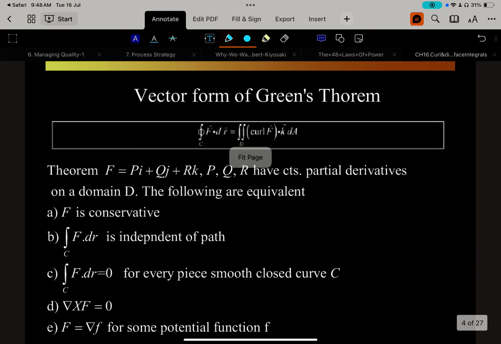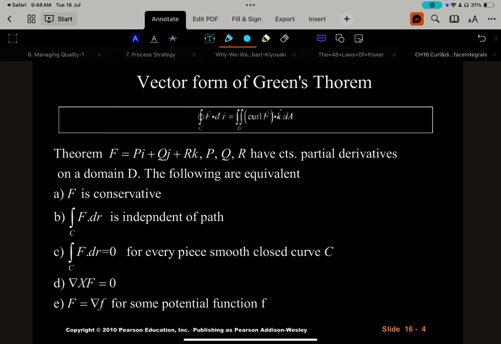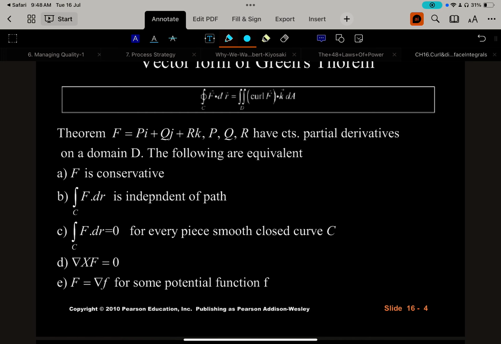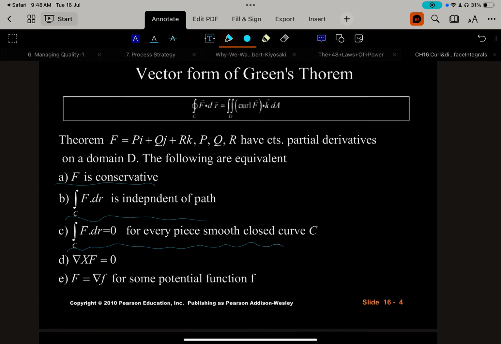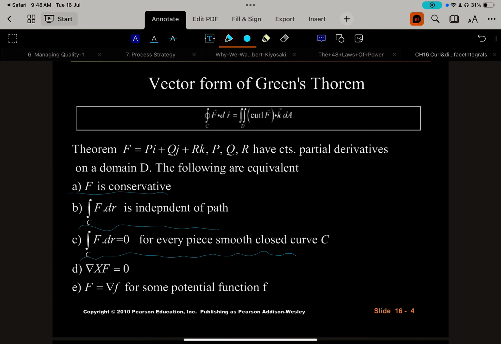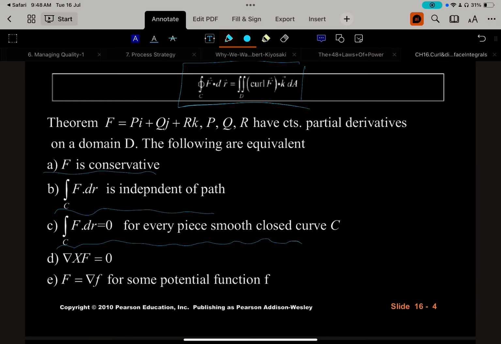Okay, so the vector form of Green's theorem. On a domain, the following are equivalent: f is conservative, and the integral is independent of path, for every piecewise smooth closed curve. Okay, and so this is a theorem, the vector form of Green's theorem. So f is conservative, the integral of f dot dr is independent of path, and f dot dr is 0 for every piecewise smooth closed curve.